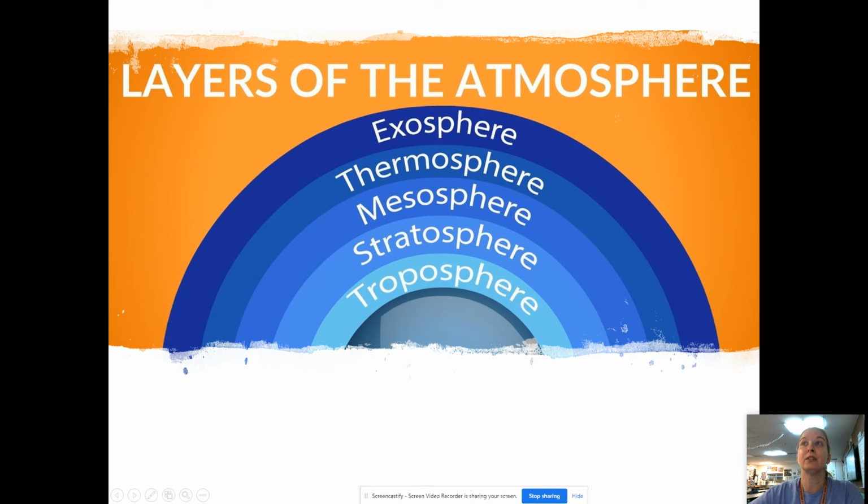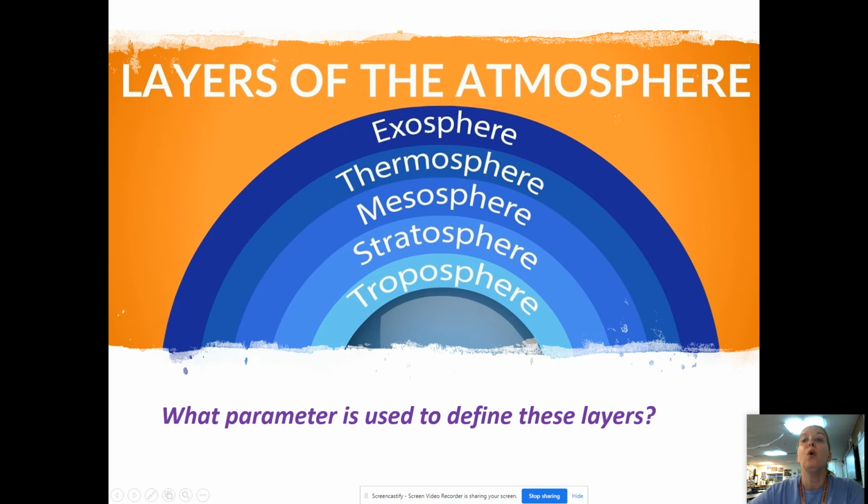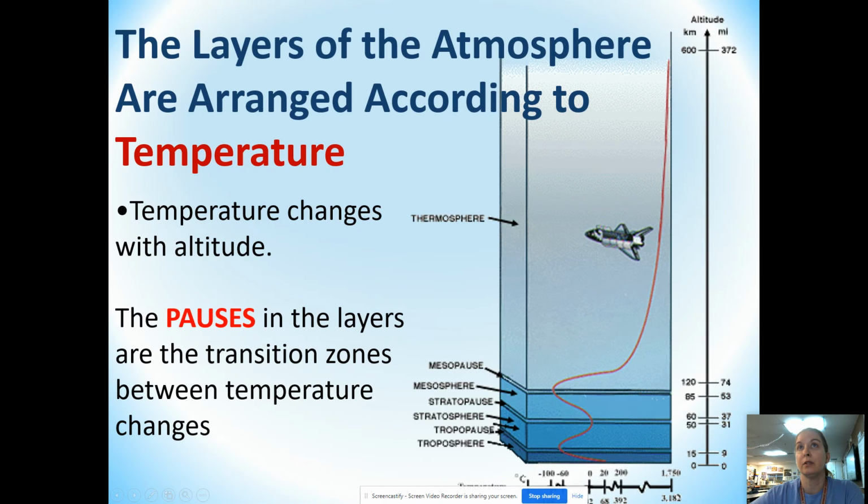So we have different layers of the atmosphere. The troposphere is where we are. The stratosphere has the ozone and greenhouse gases. Above that you have the mesosphere, thermosphere, and exosphere, which is pretty much space. Now, what is used to define these layers? Any guesses? The answer is the layers of the atmosphere are arranged according to temperature. The temperature changes with altitude.